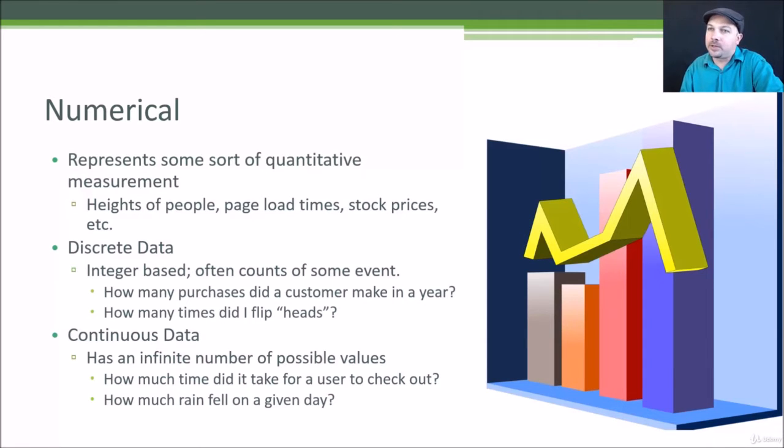The other type of numerical data is continuous data, and this is stuff that has an infinite range of possibilities where you can go into fractions. So, for example, going back to the height of people, there is an infinite number of possible heights for people. You could be 5 feet and 10.37625 inches tall or whatever, or the time it takes to do something like check out on a website could be any huge range of possibilities, 10.7625 seconds for all you know, or how much rain fell in a given day. Again, there's an infinite amount of precision there. So that's an example of continuous data.